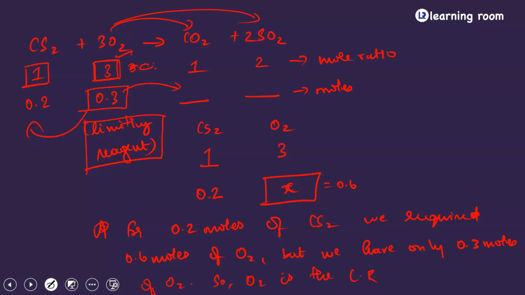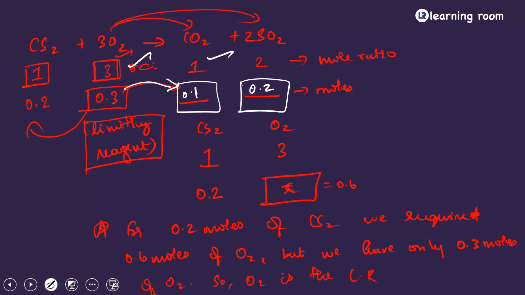Oxygen and carbon dioxide, the ratio is 3:1. Yes or no? Yes. But if you have 0.3 moles of oxygen, how many moles of carbon dioxide do you get? 0.1 moles of carbon dioxide. And how many moles of sulfur dioxide? 0.2 moles. Clear? So the answer will not depend on carbon disulfide, because for 0.2 moles of carbon disulfide you would get 0.2 moles of carbon dioxide only. But that is in excess.